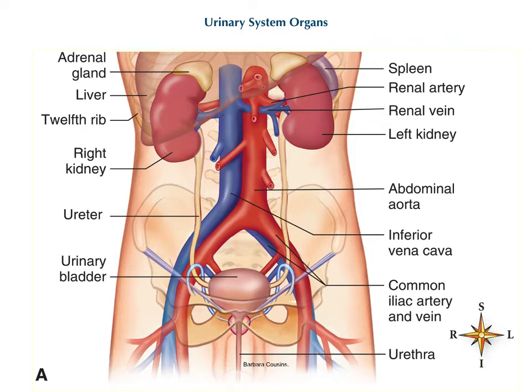The ureters unite there with the urinary bladder, which is the temporary holding or storage area for the urine, and the urine is then excreted to the outside of the body through the urethra, which is longer in men and shorter in women.